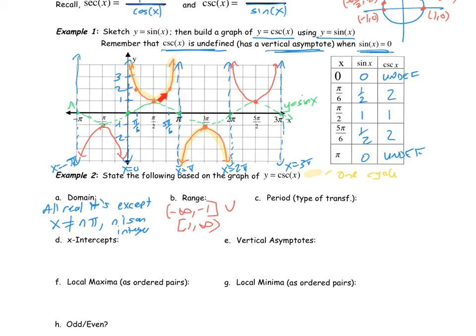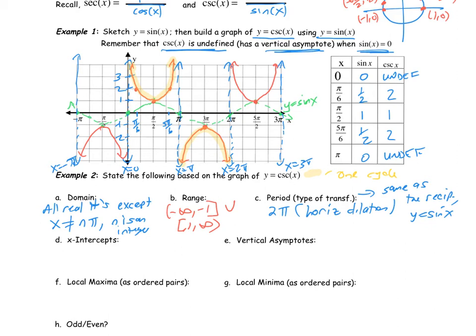The period is how long does it take to complete one full cycle. We highlighted one cycle already, and that takes from 0 to 2 pi. So the period is going to be 2 pi, and if we change the period, we need to have a horizontal dilation, and this makes sense. The period is the same as the reciprocal function, which is y equals sine x, right? It makes sense that it has the same period.